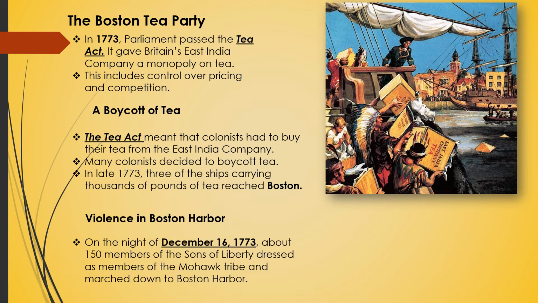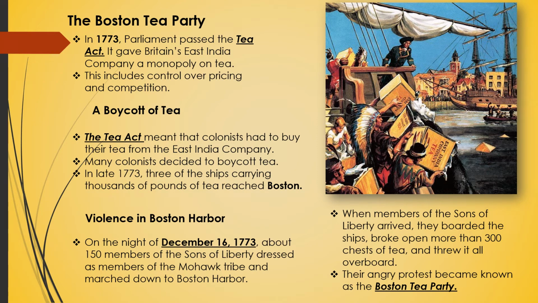Many people think Samuel Adams planned what happened next. On the night of December 16, 1773, about 150 members of the Sons of Liberty, dressed as members of the Mohawk tribe, marched down to Boston Harbor. At the harbor, hundreds of people were gathered on the docks to watch. When the members of the Sons of Liberty arrived, they boarded the ships and broke open more than 300 chests of tea. Look at the picture here. And then they threw it all overboard.